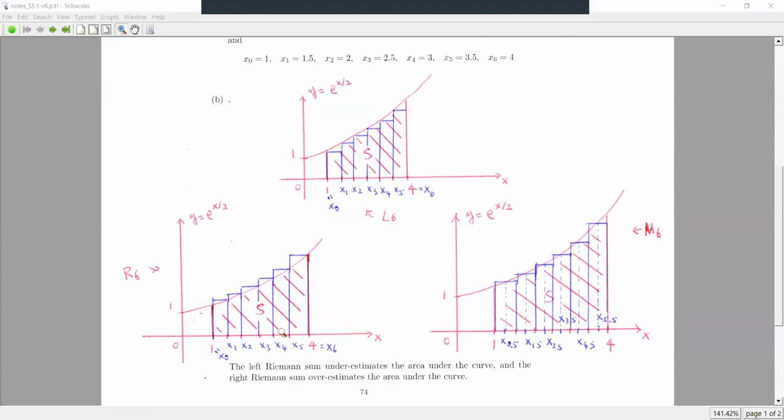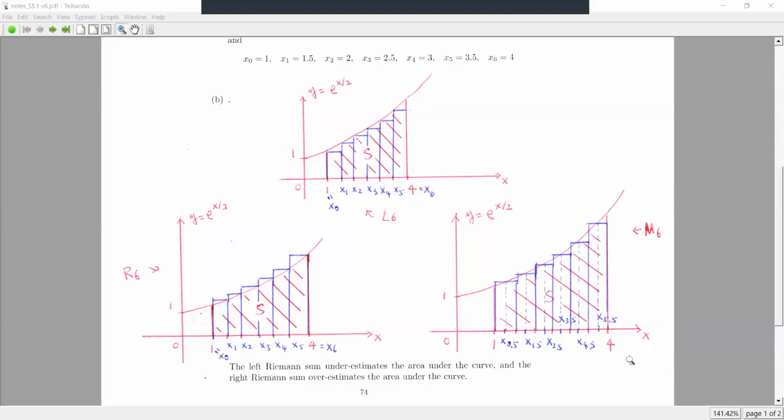From this diagram, now this time, the region S is contained by the 6 rectangles. So the area of the region is less than the sum of the areas of the 6 rectangles. Therefore, this time, the right Riemann sum overestimates the area of S, of the region S.